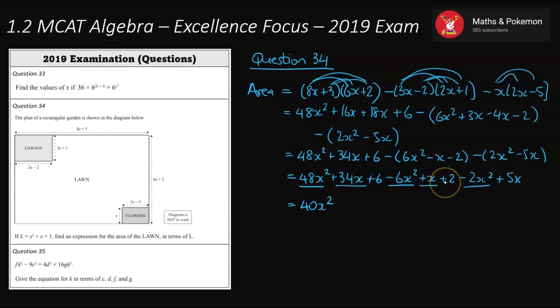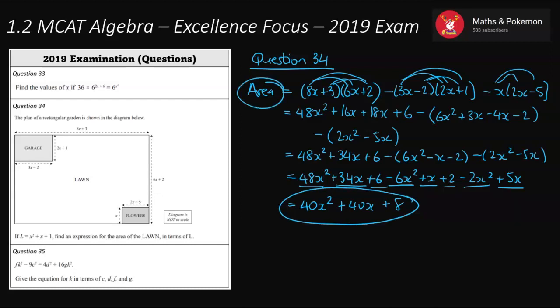We've got plus 1 gets me to 35, plus another 5 gets me to 40, so plus 40x. Then looking at the numbers, we've got 6 plus that 2 gets me to 8. So this here is my simplified expression for the area of the lawn in terms of x. We now can start thinking about this L nonsense, and the L does make it a bit trickier.